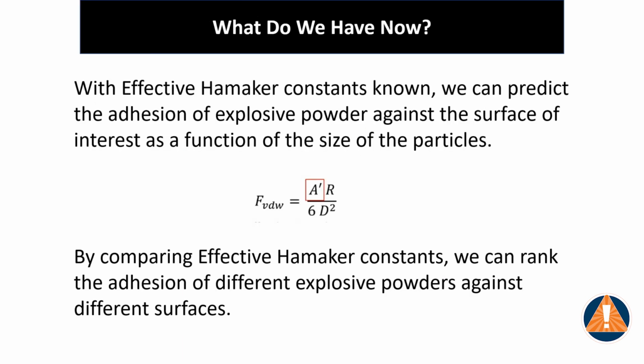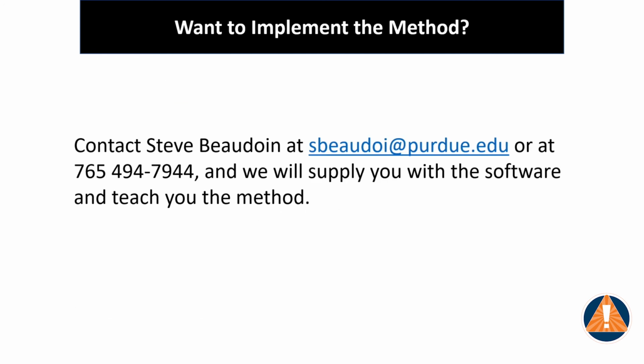So now we know these effective Hamaker constants. We can predict the adhesion of the explosive powder against the surface we care about. And when we compare different effective Hamaker constants, we can rank the adhesion of the explosives against different surfaces. We can figure out which ones are the hardest to remove. And then we can design traps that explicitly go after the toughest, most strongly adhesive particles.